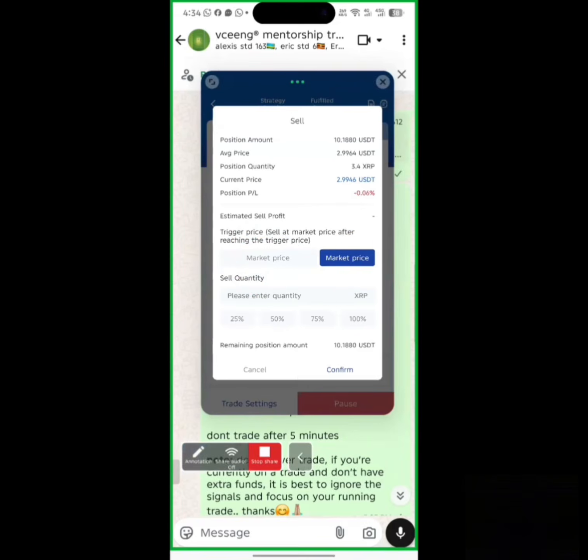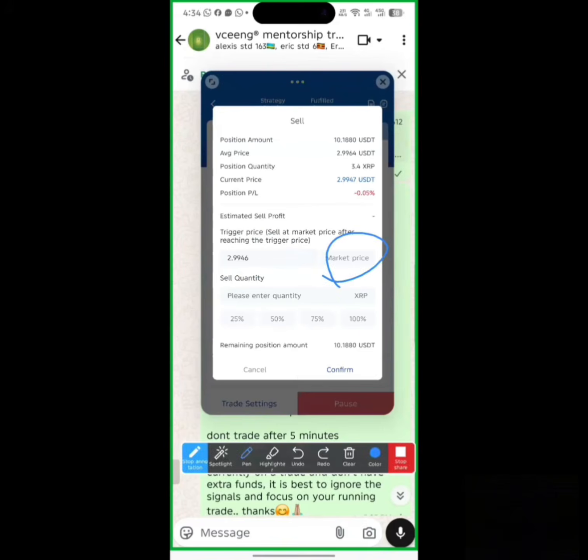Let me click on it. You see? Now it says enter your trigger price. If you clear this, you see it there. Let me clear it now. Because I have clicked on market price before, that's why you can see this price here, because that's the current market price. You can see the current price here.